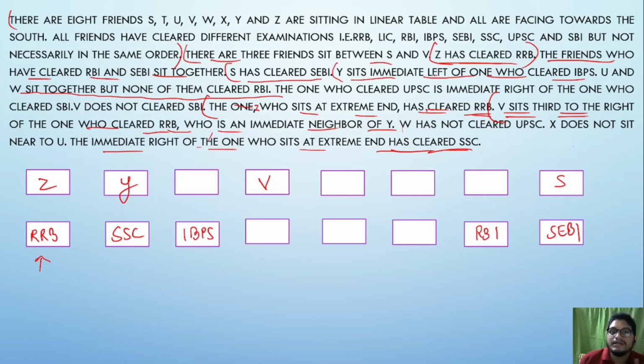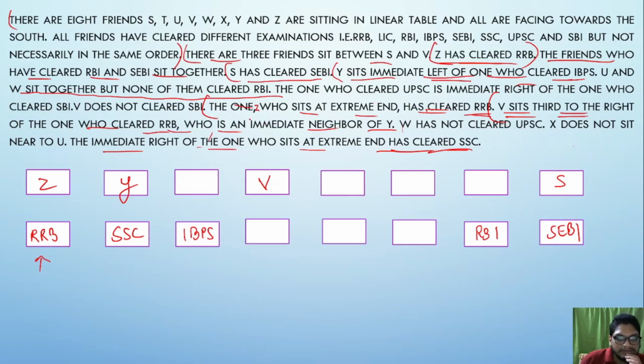Y is sitting to the immediate left of the one who has cleared IBPS. That means the guy who has cleared IBPS will sit to the immediate right of Y. Common sense, right? So IBPS will come at this position. We are done with IBPS as well. Okay. Now what is the thing that is left? Now what should we do?